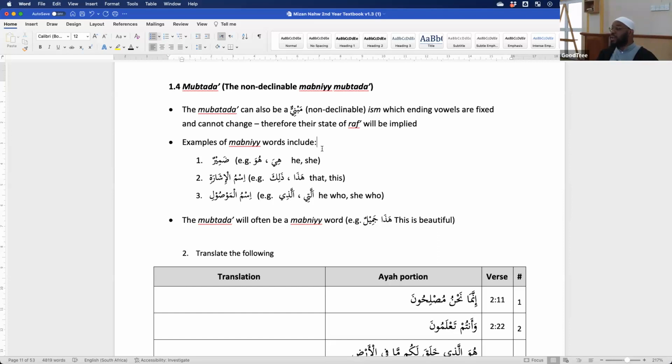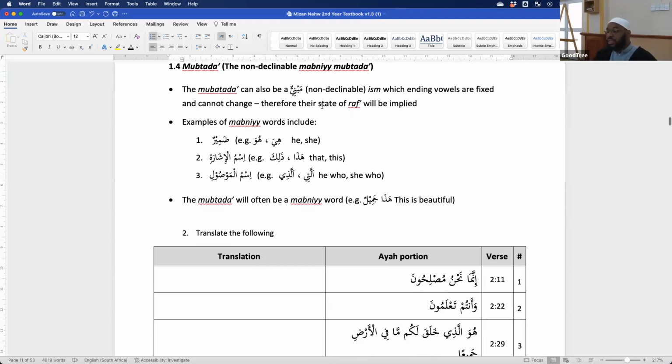Bana means to build, right? So when the word is mabni, it means it's built like this. If the word is built like that, it can't change. That's why they call it non-declinable. I don't know what non-declinable means, I just know the word is mabni, so it's fixed. Therefore, the state of rafa will be implied.